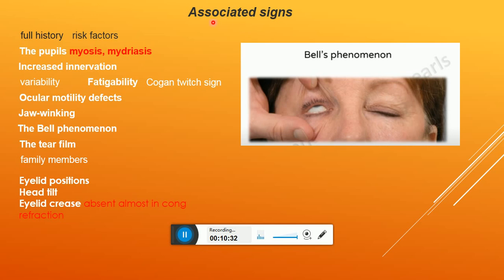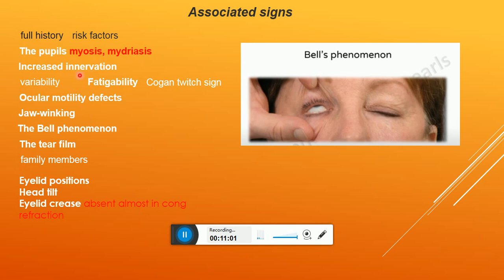What are the associated signs in ptosis? These are very important. Initially the full history is taken and the risk factors are noted. Then the pupils are examined. Why? To exclude Horner syndrome and a subtle pupil-involving Third nerve palsy. Pupil-involving Third nerve palsy is an unlikely acute clinical presentation.